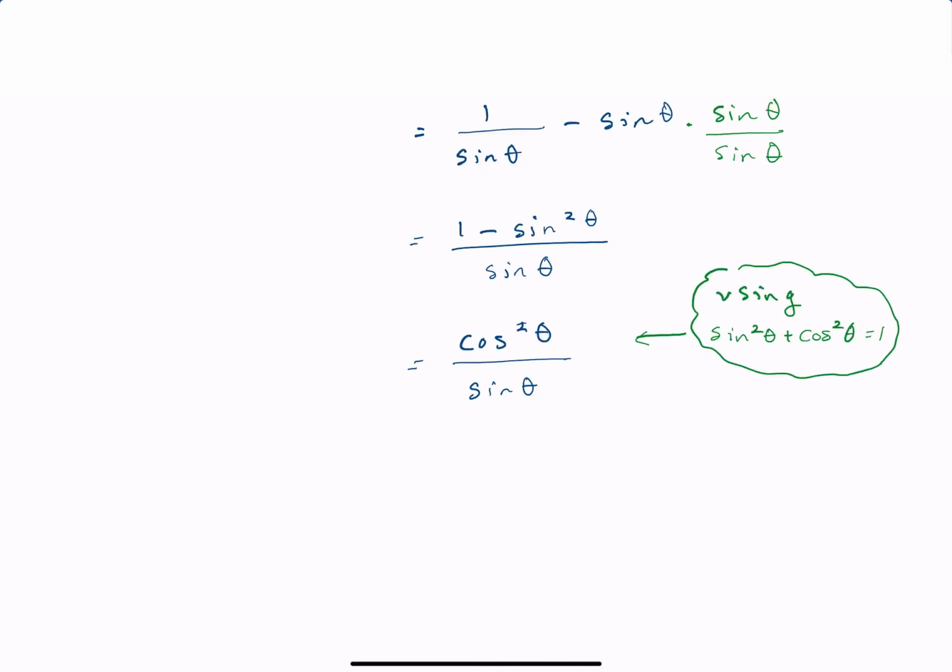1 minus the sine squared of theta, hopefully you recognize as cosine squared of theta. That's a version of that identity, sine squared plus cosine squared equals 1. And then we have over sine of theta. That's the right-hand side of the identity we were trying to prove, so we are done.